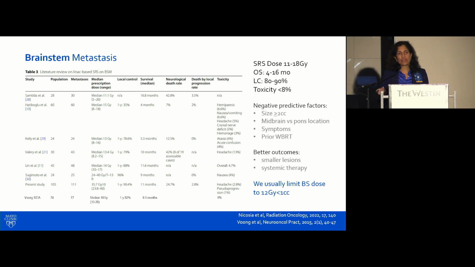Negative predictive factors from these studies, a bigger size, which makes sense, midbrain versus pons, patients with symptoms, and prior whole brain radiation. So those are the type of things that would suggest the patient may have a worse outcome. Better outcomes if they have smaller lesions and if they're receiving systemic therapy, which also suggests a better performance status. On a practical level, when we're doing a brainstem lesion, we'll limit the brainstem dose to 12 gray to less than 1 cc.